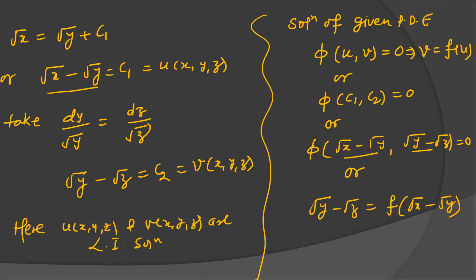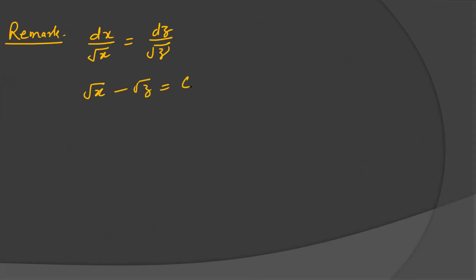Suppose this is the complete solution. Now I am going to do some analysis here. A remark. If we take dx by root x equal to dz by root z, because this one I left, the solution will be root x minus root z equal to some constant C3.